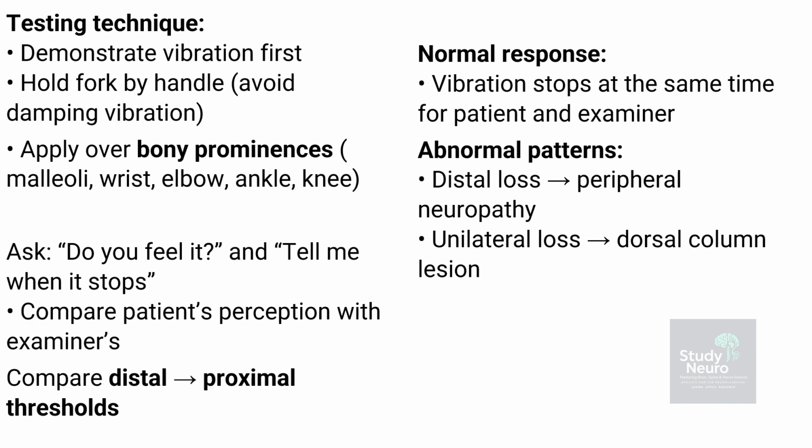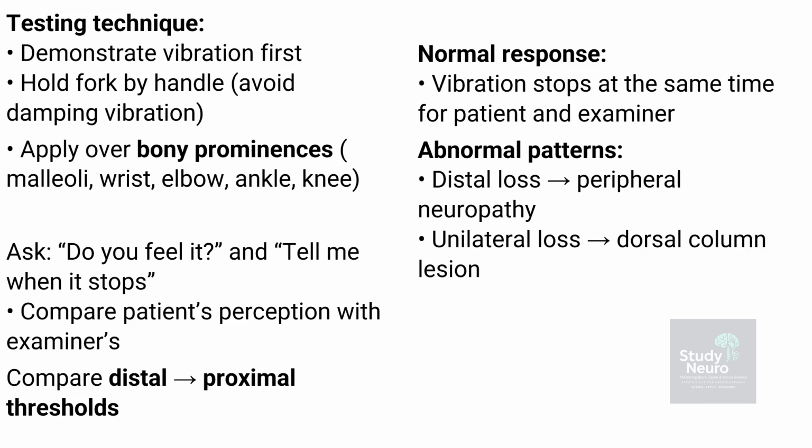The examiner compares the patient's perception with the vibration felt directly on the fork. Testing proceeds from distal to proximal sites, and corresponding sides are compared for asymmetry. Normally, vibration is perceived clearly, and the patient notices its stop at the same time as the examiner. Distal loss suggests peripheral neuropathy, while unilateral loss points to a dorsal column lesion.